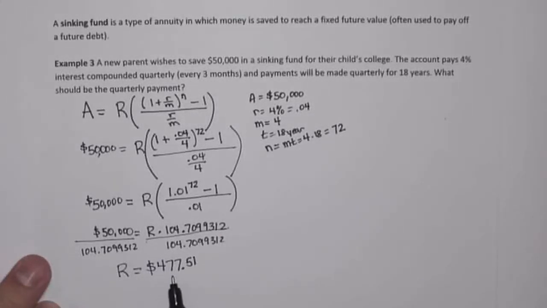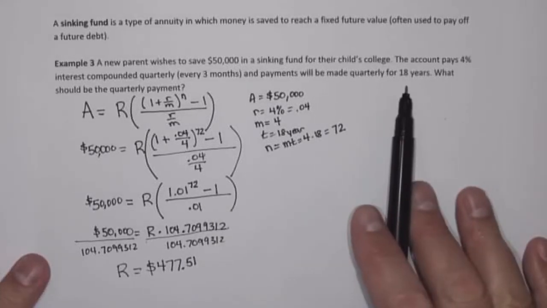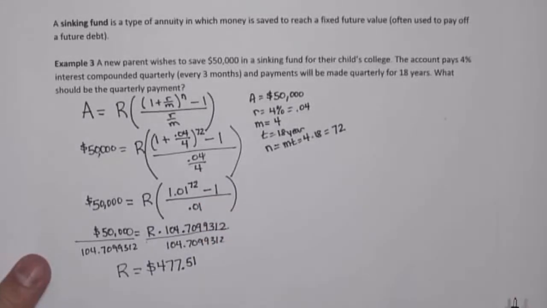So these parents, if they want to end up having $50,000 18 years in the future, they're going to need to deposit $477.51 each quarter for the next 18 years. So for every 3 months, they're going to make a $477.51 payment, and if they do that, then at the end of the 18 years, they will have $50,000 in their sinking fund.